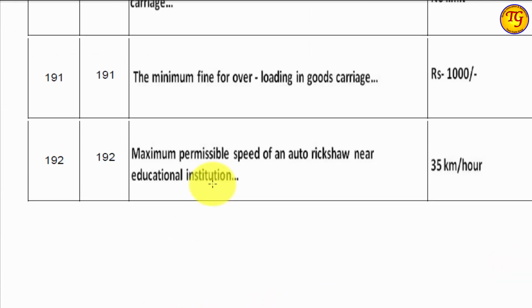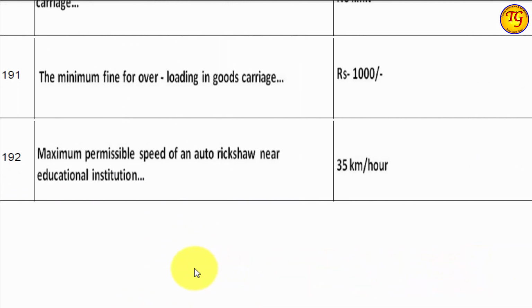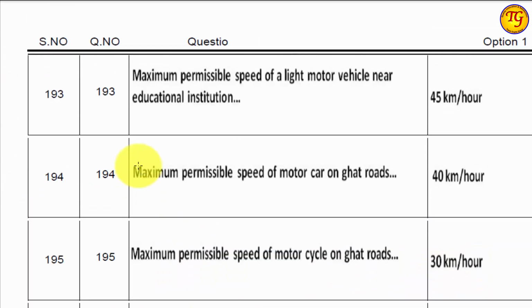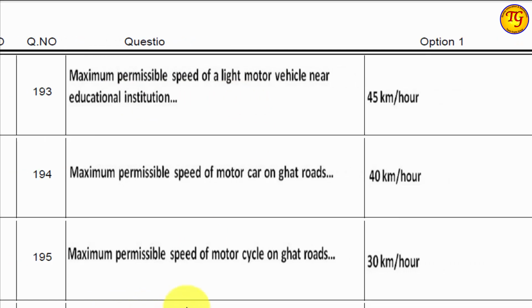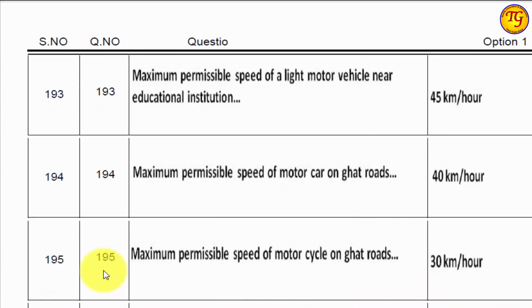Question number 192 says maximum permissible speed of an auto rickshaw near an educational institution. So I think it's 25 km per hour. Yes, option number 2 is the correct one, 25 km per hour. Question number 193 says maximum permissible speed of a light motor vehicle, means private cars, near an educational institution. So I think it's 25 km per hour. Option number 3. Yes, it is the correct one.